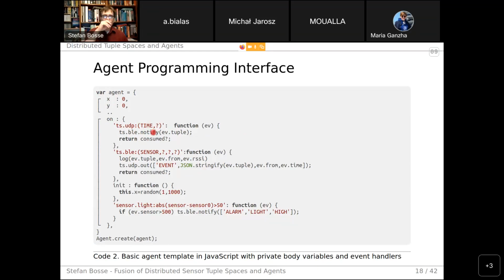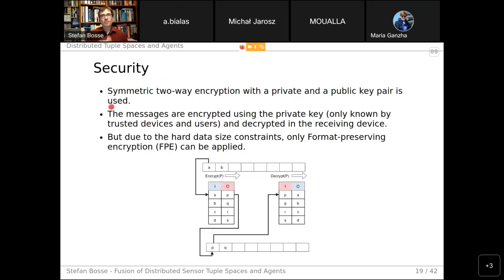And if there is a tuple received, for example, here consisting of two elements, then this event handler is fired. And here, for example, the agent is able to forward this tuple to another tuple space or to another communication device. Here, for example, Bluetooth. So this is basically the concept. It can transform tuples and so on, or can discard these tuples. So it's very simple. It's just a reactive function with state here in the body variables.